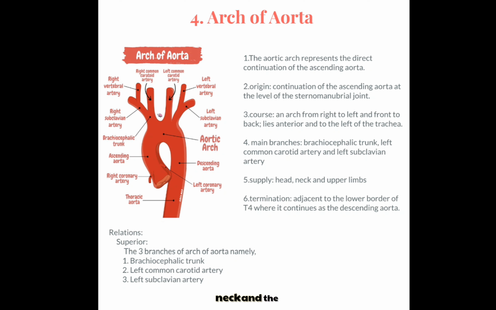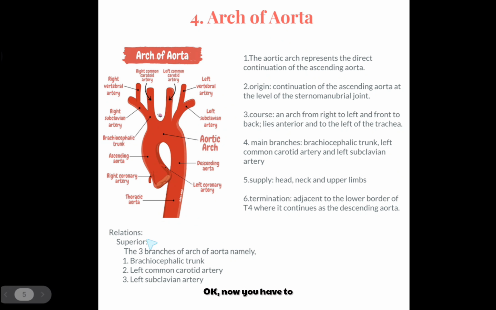Now, what does this arch of aorta supply? It supplies the head, neck, and the upper limb all over. The branches of arch of aorta supply all these regions. Okay, now the termination. That also we know, it just continues as descending aorta. So adjacent to the lower border of T4, it continues as descending aorta.